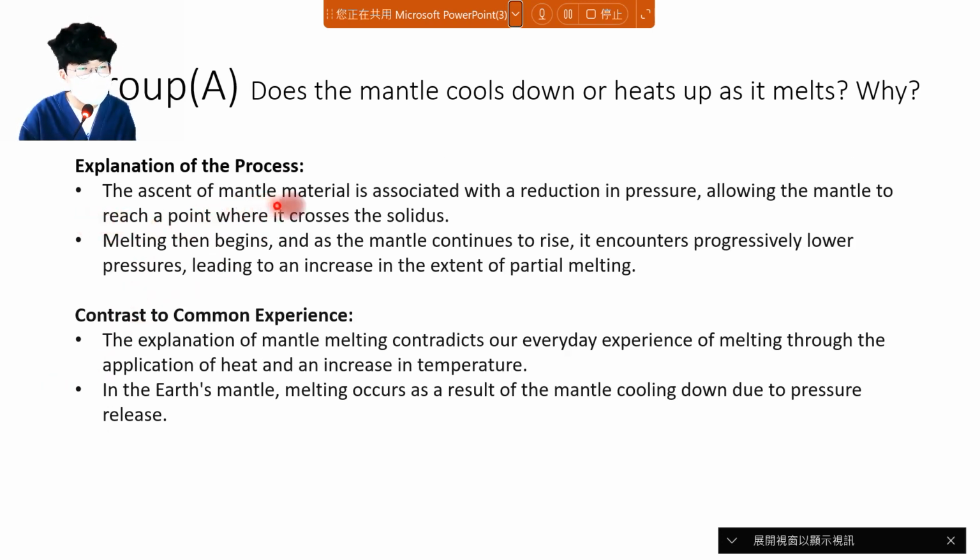The ascent of mantle material is associated with a reduction in pressure, allowing the mantle to reach a point where it crosses the solidus. Melting then begins as the mantle continues to rise. It encounters progressively lower pressures, leading to an increase in the extent of partial melting. In the Earth's mantle, melting occurs as the result of the mantle cooling down due to pressure release.